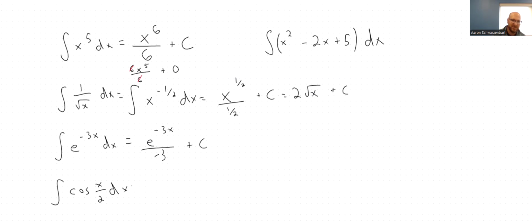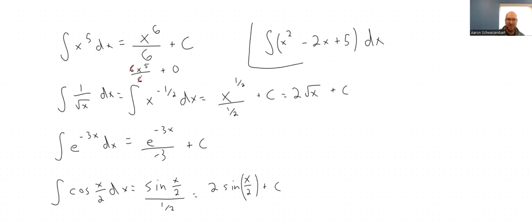Same thing here. So the derivative of sine is cosine, so the integral of cosine is sine. Chain rule would say I multiply by 1/2, so I have to divide by 1/2, which means 2 sine x over 2 plus c. This last one here has multiple terms.